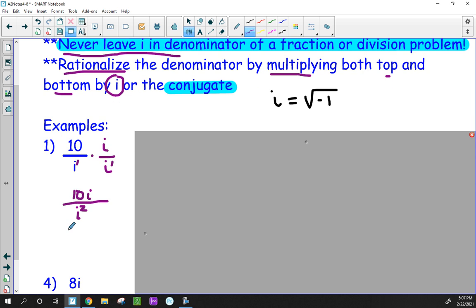In the next step, you're going to have 10i. And you're always going to change i squared over. So we're going to change that to a -1. And then the last thing I need you to do, especially if the bottom number is a negative number, never leave that negative number on the bottom. We always want to simplify. And so you're going to divide 10 divided by -1. And so the best answer for this problem is going to be -10i.